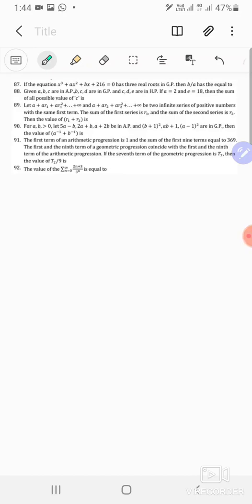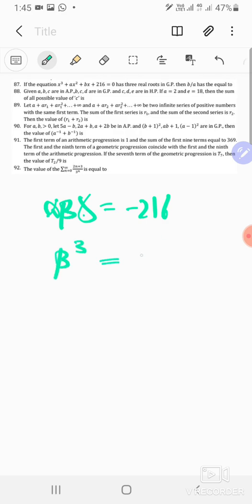Okay, so if the equation x cubed plus ax squared plus bx plus 216 equals 0 has three real roots in GP, then b by a is equal to, fine. So alpha beta gamma is negative 216, but because these three roots are in GP, we have alpha gamma equal to beta squared. So beta cubed is equal to negative 216, which is negative 6 cubed. Because we don't want complex solutions, beta equals minus 6.